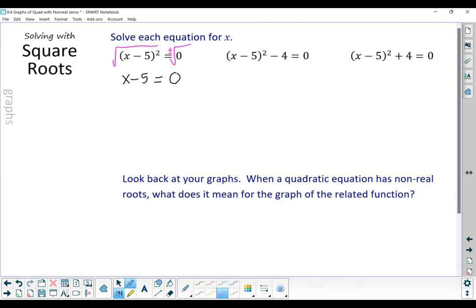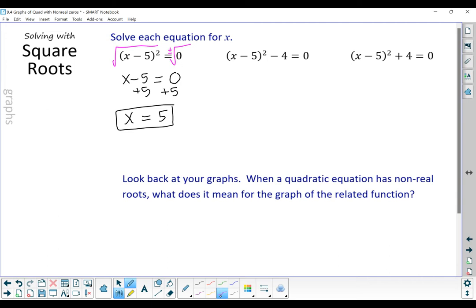Our last step is that we want to add 5 to both sides of our equation, and we get x equals 5. We just got one answer, which is interesting. We'll talk about that in just a second.